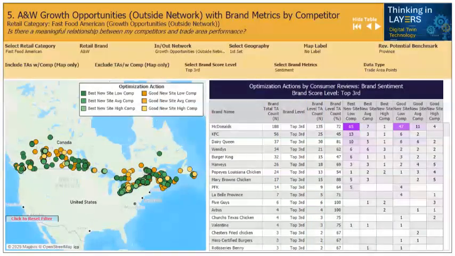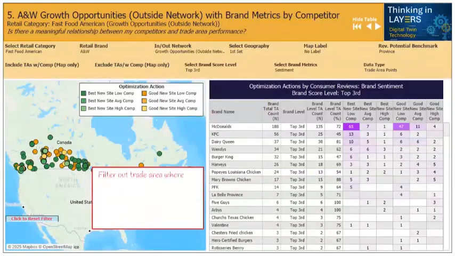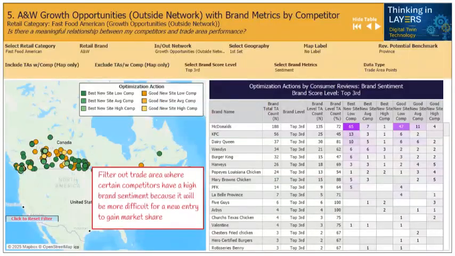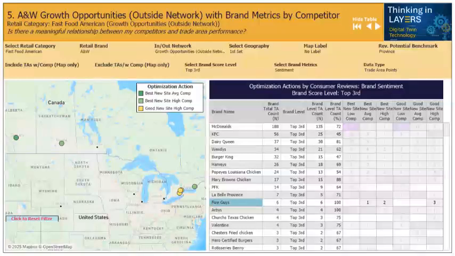Let's remove trade areas where the direct high-end burger establishments have a high brand sentiment because consumers are likely to be loyal to them, making it more difficult for a new entry to gain market share. For this example, let's remove trade areas where Five Guys have a high brand sentiment.